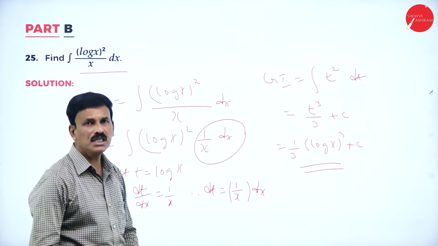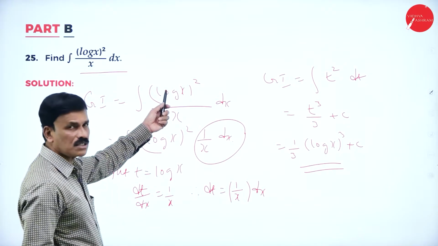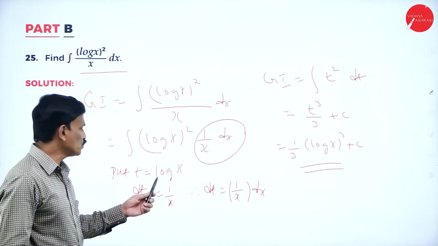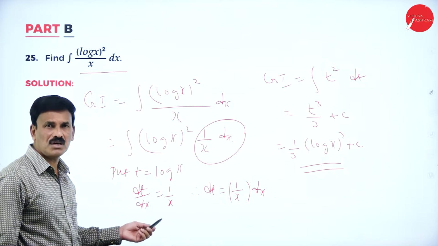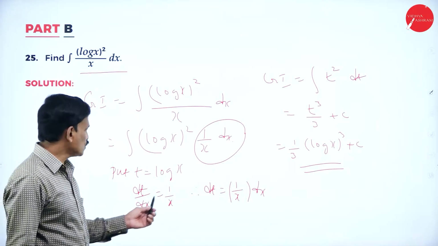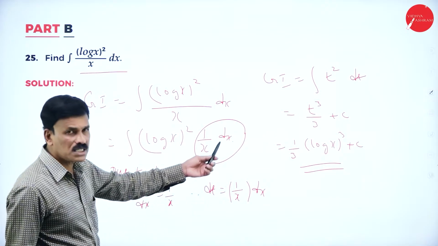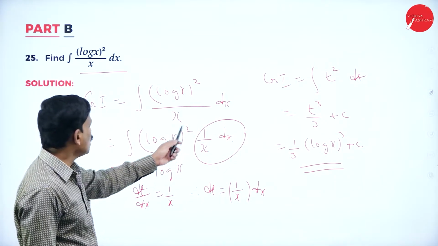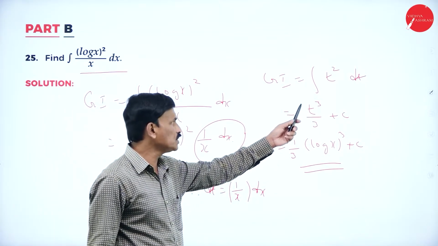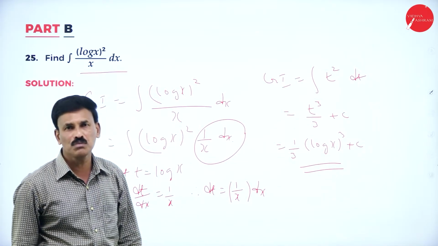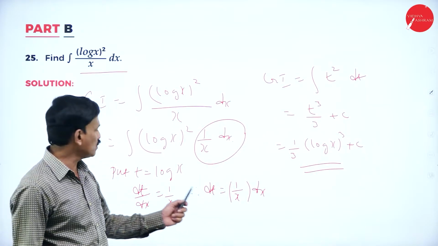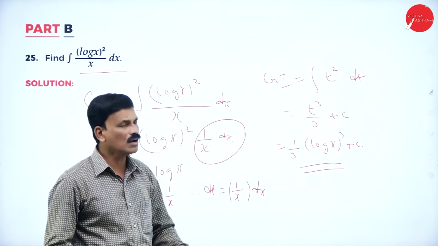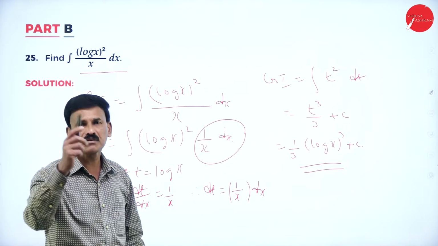That's it. So, you see here, this can be done as log x whole square into 1 over x dx. Now, you can take the substitution. Put t is equal to log x. Differentiation of log x is 1 over x. So, dt is equal to 1 over x dx. The given integral reduces to log x is nothing but t square, and 1 over x dx is nothing but dt. Integral of t square is t cube by 3 plus c. Substitute the value of t is equal to log x whole cube. So, 1 by 3 log x whole cube plus c is the required answer.